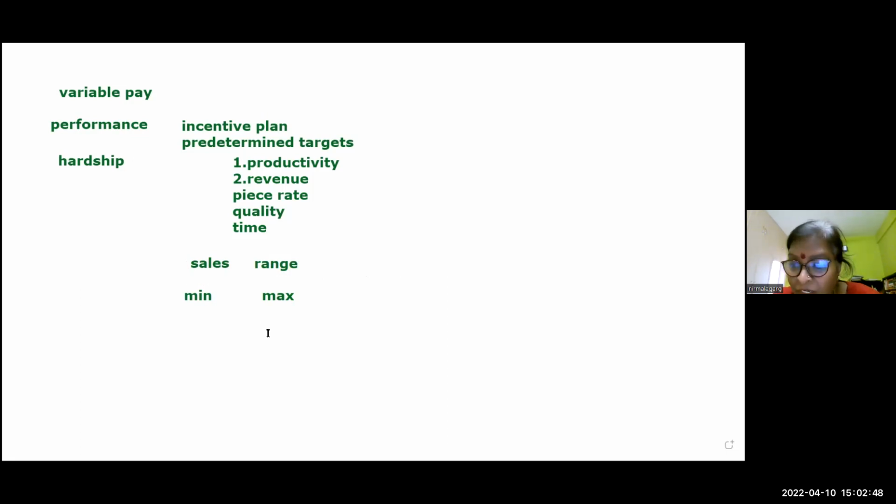If you achieve more than 100, you will get some amount. If you achieve 150, you will get some amount. If you achieve 200, you will get it. So there is a range, and that range can vary. This month you will get some amount, another month you can get some.